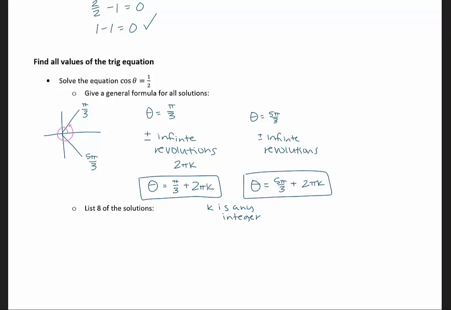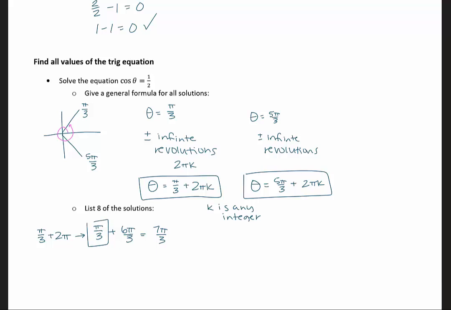So when I want to list 8 of the solutions, all I have to do is add or subtract 2 pi to pi over 3. And then if I want more, I can add or subtract 4 pi. And I can just keep going. So when we first start with pi over 3, and I add 2 pi, an easier way to think about that is to put them in common denominators. So that's like taking pi over 3 plus 6 pi over 3 and yielding 7 pi over 3.